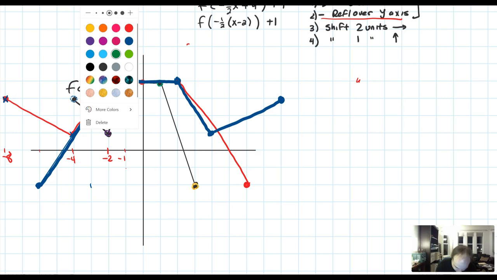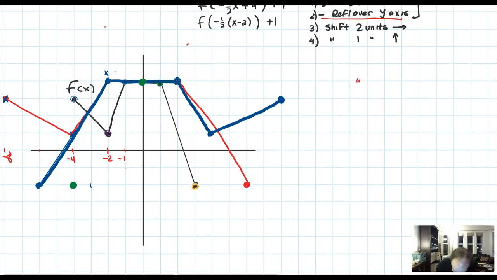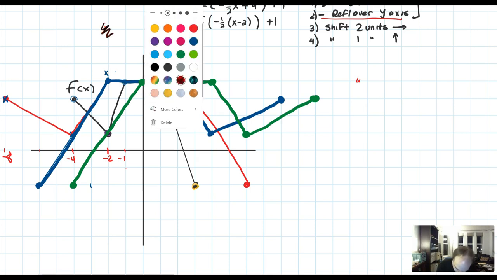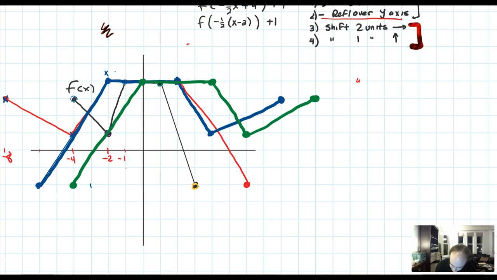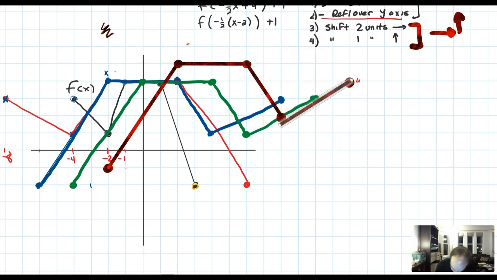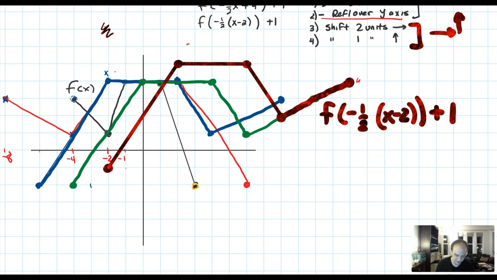So I'm going to do that in green. I'm going to make my marker bigger again. And then I'm going to take this whole graph again. I'm going to use my nice little red marble pen. Shift everything. I'm going to do these two in one step. Just go 2 units over and 1 unit up in the same move. I'm doing this to the green graph. And that would be our child, where we label it f of negative 1/2 x minus 2 plus 1.